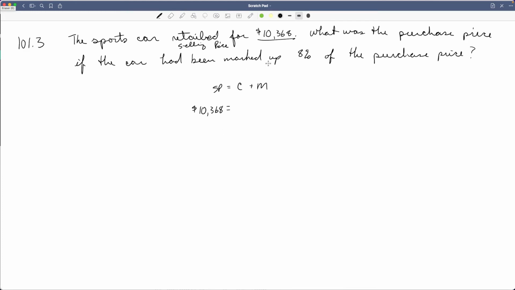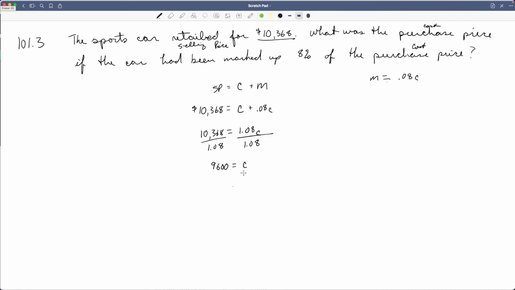The markup was 8% of the purchase price. So the markup equaled 0.08 times the cost. We know the cost is the purchase price, right? This is the cost. This is the cost. We don't know what that is yet. So cost plus 0.08C. So 10,368 is equal to 1.08C. Divide both sides by 1.08, and we get 9,600 is equal to C.